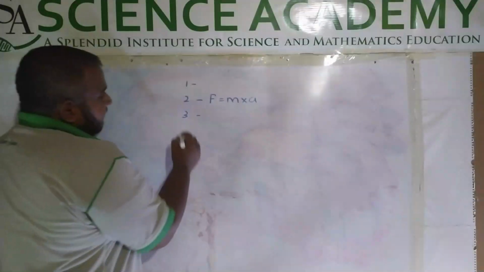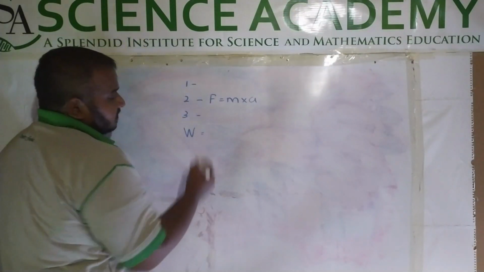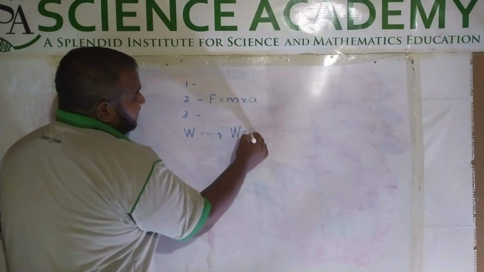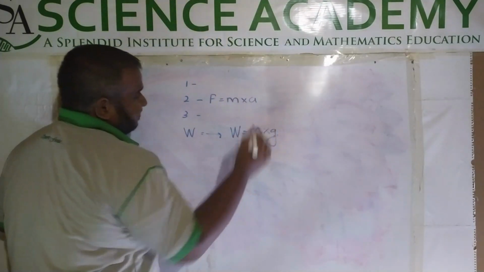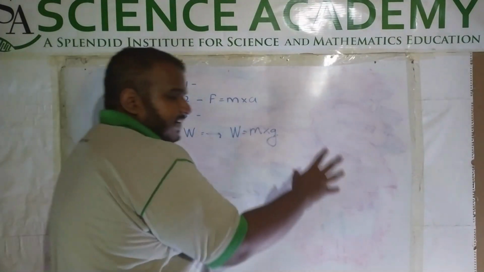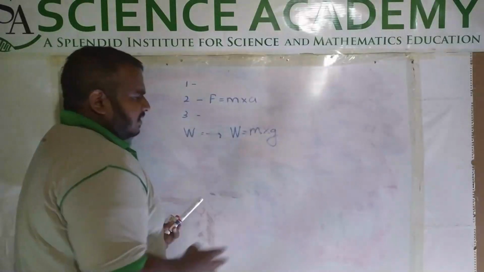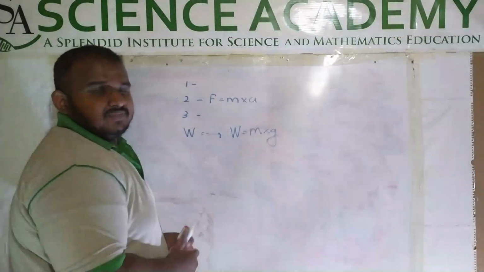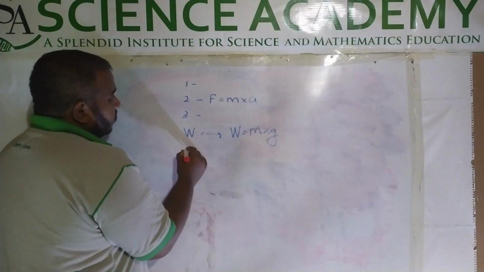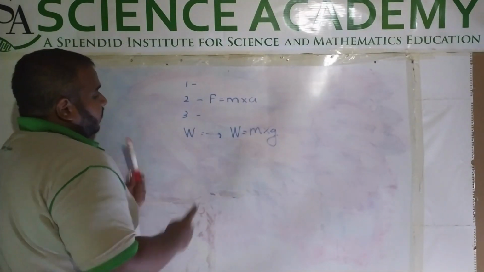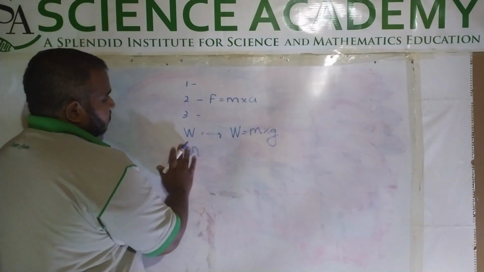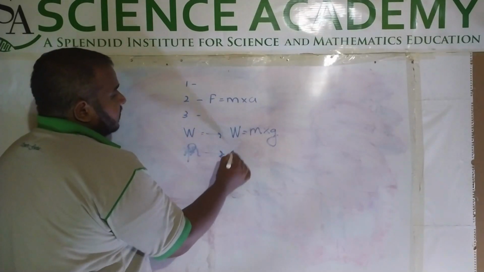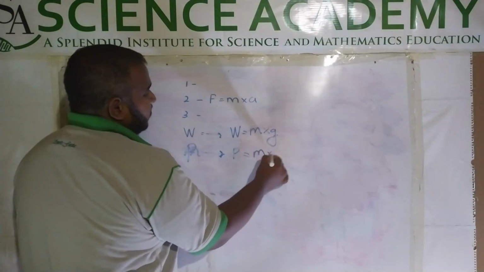And then we studied about weight. And we derived an equation that W, the weight, is equal to mass into gravity. We studied the differences between weight and mass. And finally, we introduced a term called momentum and we defined what it is. So, the equation here is P is equal to mass into velocity.